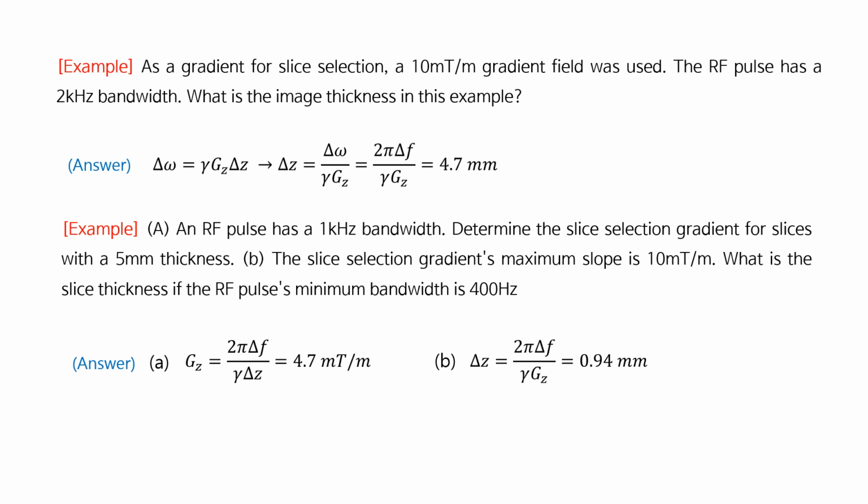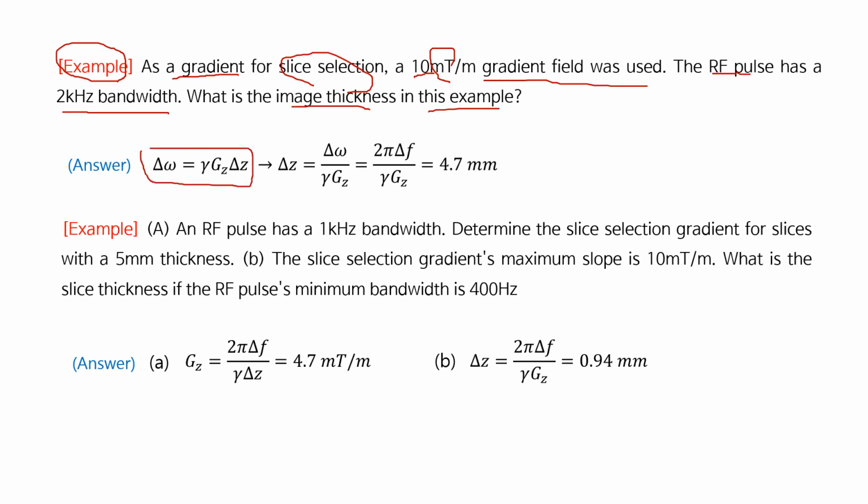Now let's see some examples regarding what we discussed so far. Example 1: as the gradient for slice selection, a 10 millitesla per meter gradient field was used. The RF pulse has 2 kilohertz bandwidth. What is the slice thickness in this example? We have this expression, so we can easily get the slice thickness as 4.7 millimeter.